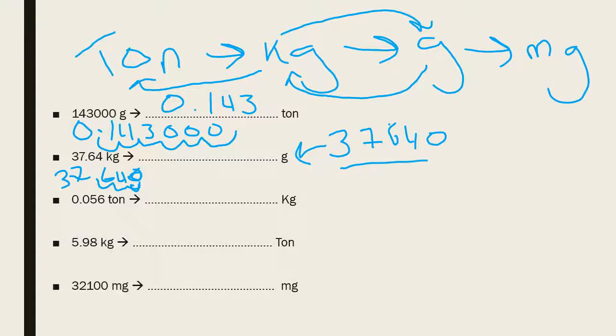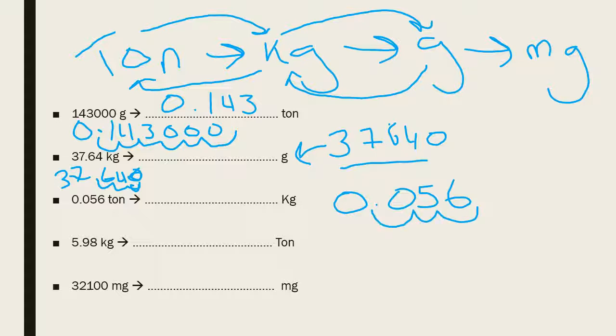And then we have 0.056 ton into kilogram. How do we go from ton to kilogram? We times by 1,000. So here we have 0.056 ton. We have to times 1,000, those 3 times to go from ton to kilograms. 1, 2, 3. So this is 56 kilograms.